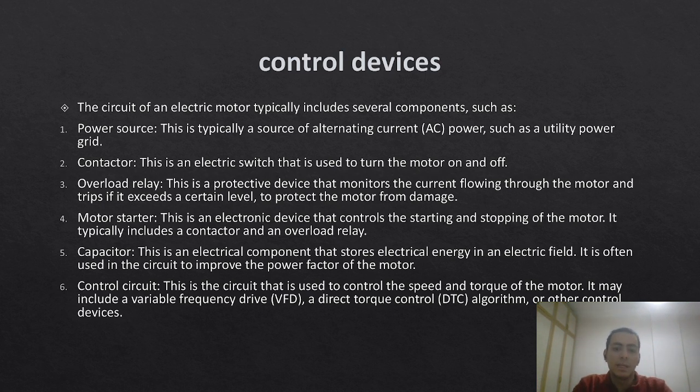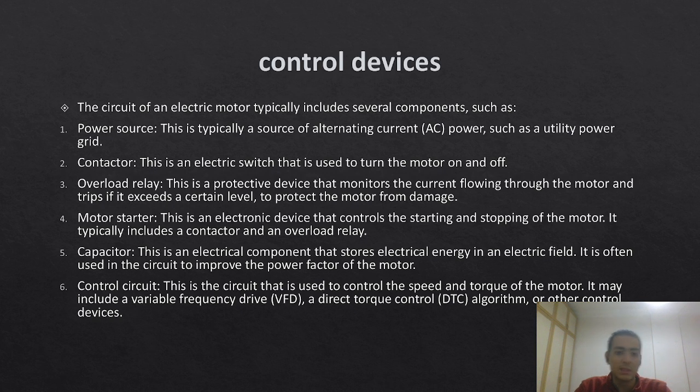Control devices. The circuit of electric motors typically includes several components such as power source, contactor, overload, motor starter, capacitor, and control circuit. Power source. This is typically a source of alternating current such as the utility power grid. Contactor. This is an electric switch that is used to turn the motor on and off.